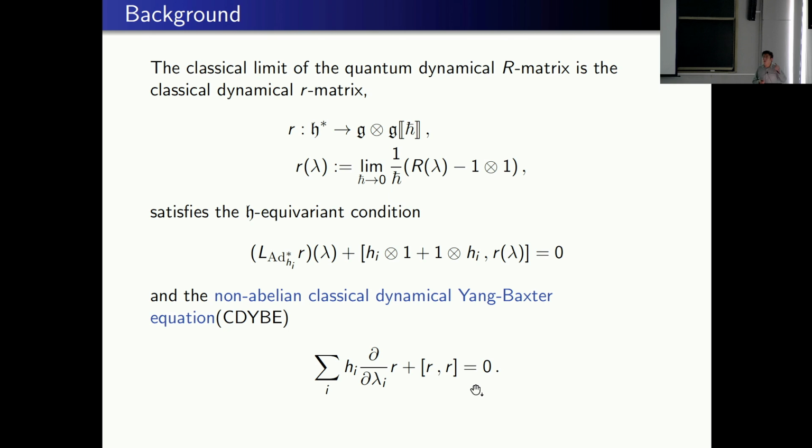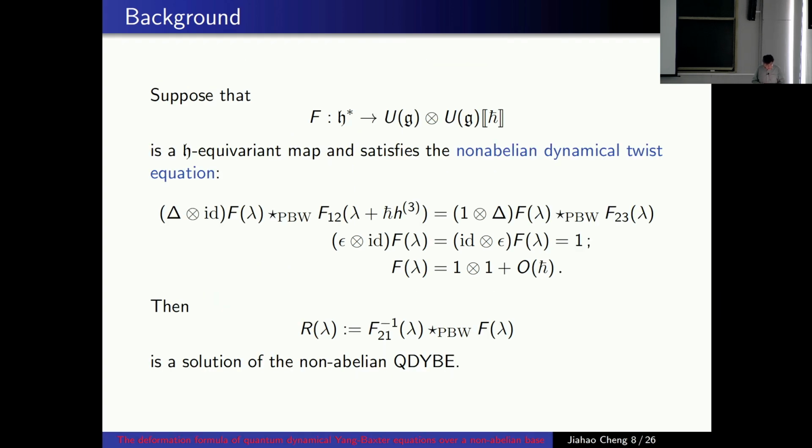So one important question is, suppose that we have a classical dynamical R matrix, how do we quantize it to get a quantum dynamical R matrix? This is in general not an easy question. Okay, now we look at one way to solve this non-abelian quantum dynamical Yang-Baxter equation. This is actually a standard way.